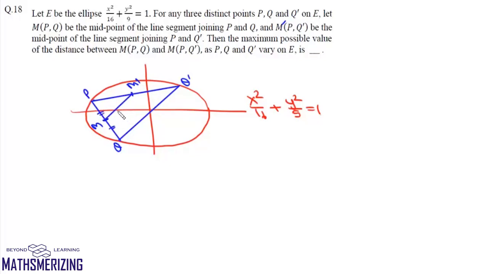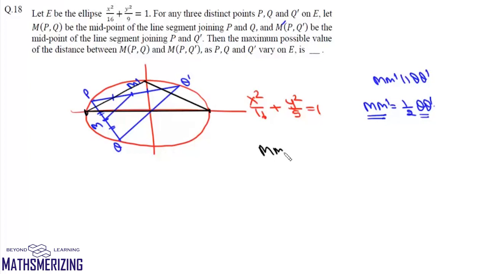Now since M is the midpoint of PQ and M dash is the midpoint of PQ dash, from Thales theorem we know that M M dash will be parallel to QQ dash, and M M dash will be 1 by 2 into QQ dash. So in order to find the maximum possible value of M M dash, we have to find the maximum possible value of QQ dash. Now QQ dash is nothing but a chord of this ellipse. We know that the maximum possible chord of an ellipse is the major axis. So once we have any point P and we take QQ dash as the major axis, in that case M M dash will be maximum.